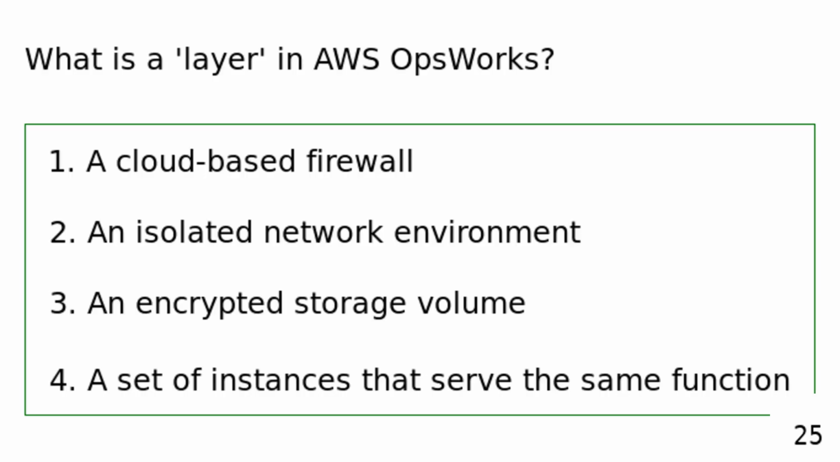What is a layer in AWS OpsWorks? A cloud-based firewall. An isolated network environment. An encrypted storage volume. A set of instances that serve the same function.